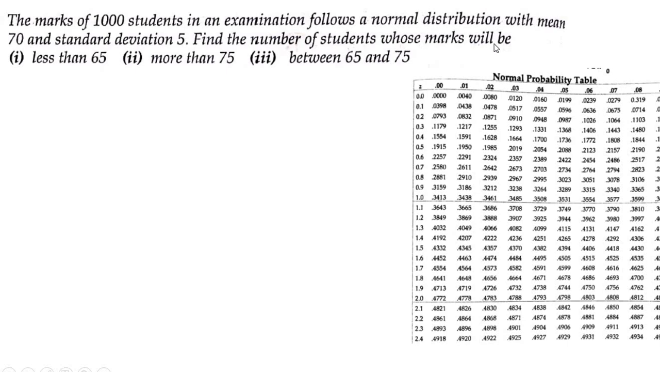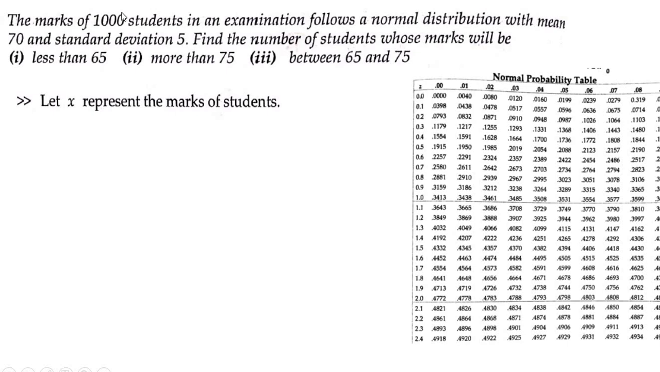Find the number of students whose marks will be less than 65. That is P of x less than 65. More than 75 means P of x greater than 75. Between 65 and 75 means P of x greater than 65 but less than 75. So first of all, let x represent the marks of the student, and finally for each answer you have to multiply with 1000.